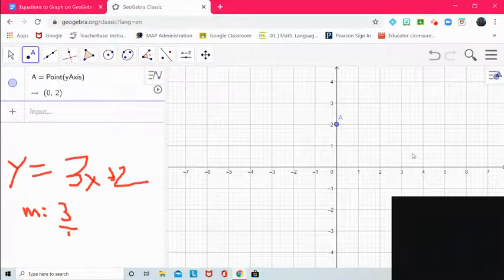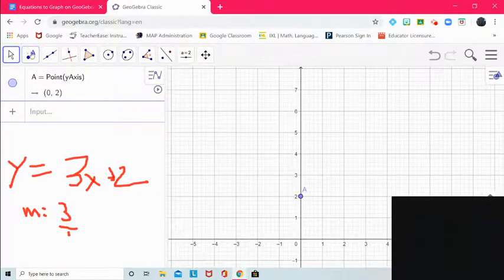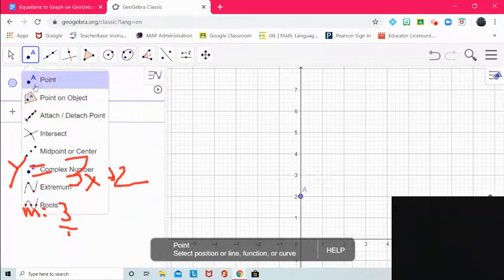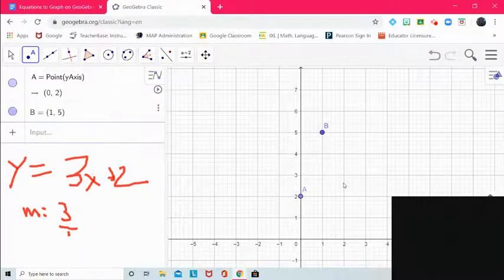So you're going to come over to your next point, and over here, if you click on the arrow, it'll let you move around your screen. So we're going to move our screen down so that we can count. And we're going to go back to point, and count up 3. So we go up 1, 2, 3, and to the right 1. And there's your next point.